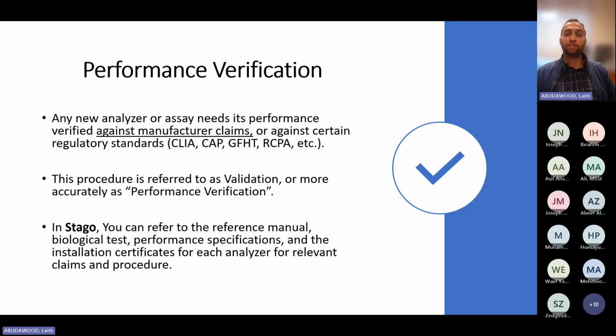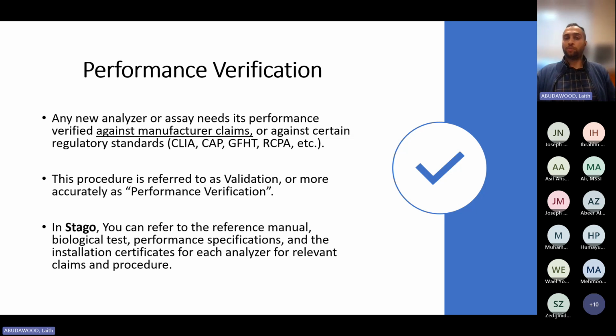So whenever I receive an analyzer, I have to verify: is this analyzer precise? Are the results produced consistent? Is this analyte accurate? Is this analyte measuring over the whole range it's claiming to measure, and so on and so forth. So every analyzer, every reagent that I have to use, I need to verify its performance. I need to make sure it functions as intended.